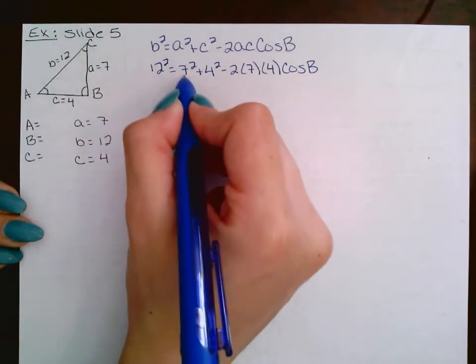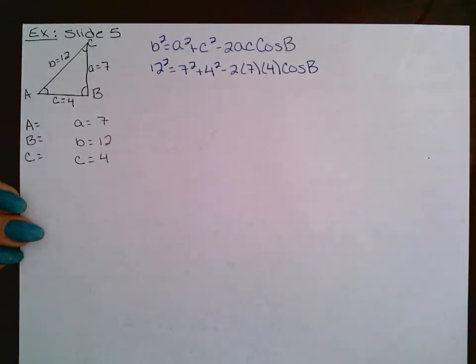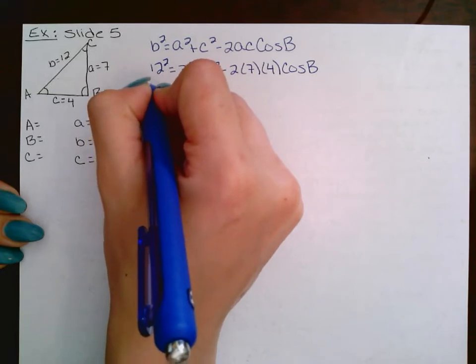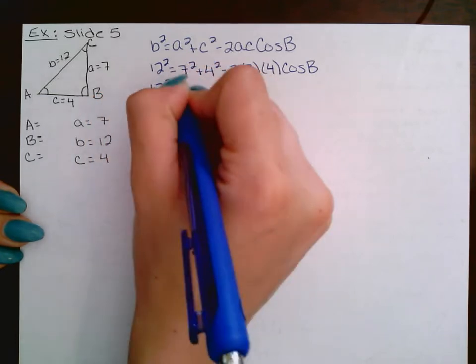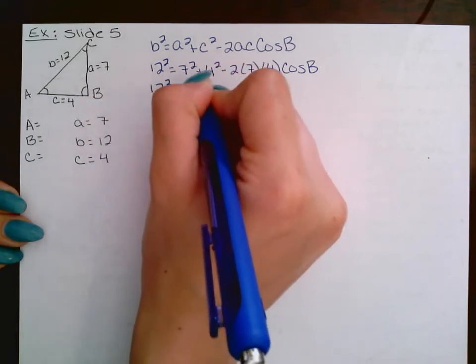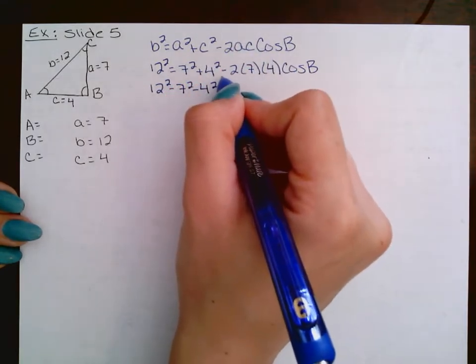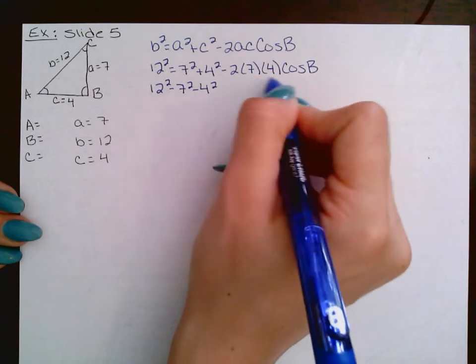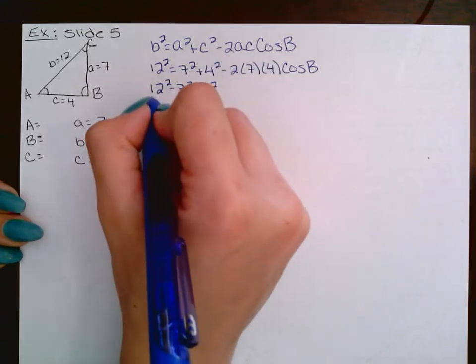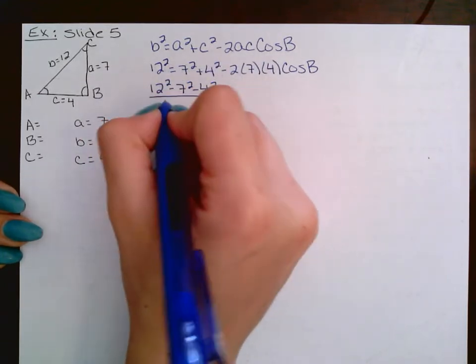So first step would be to subtract these two. So I would have 12 squared minus 7 squared minus 4 squared. Then PEMDAS, when I'm solving, tells me to work backwards, so I would detach what is being multiplied by dividing. Okay.